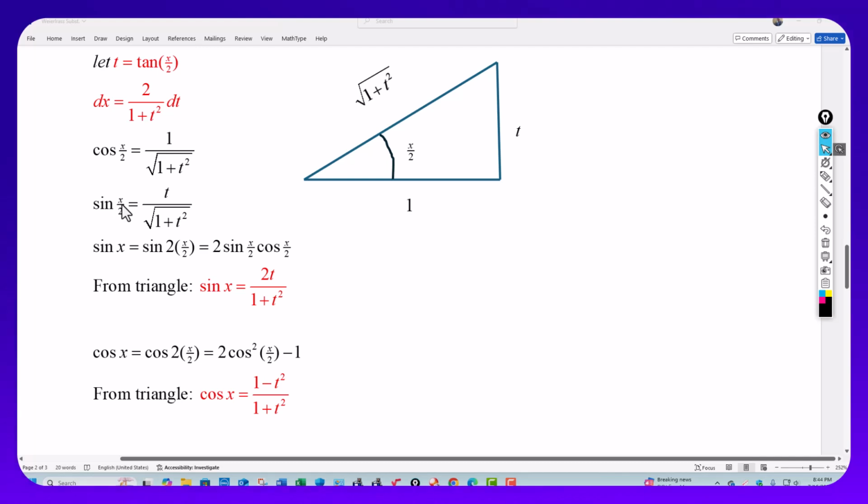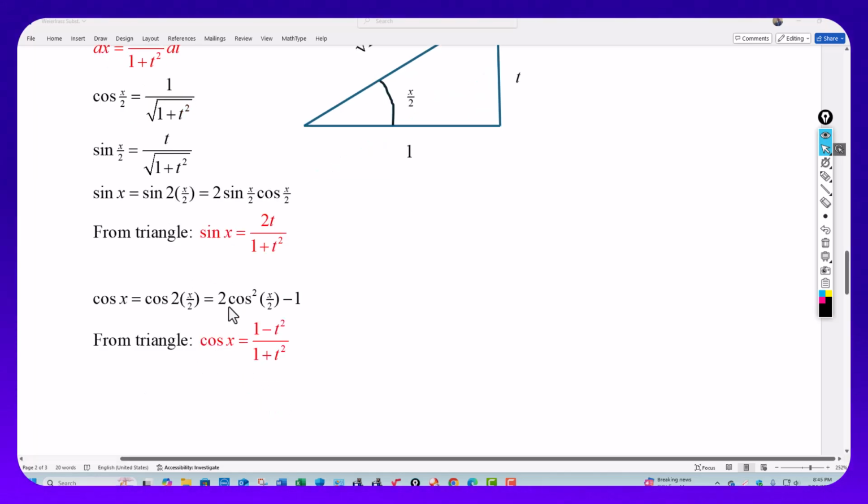Through this right triangle, this is what we got last video. First we found the sine of x over 2, and then we got the sine of x, because that's what the problem has. It doesn't have sine of x over 2, it has sine of x. Same thing for the cosine. First we got cosine of x over 2 over here, and then using some basic identities, we got cosine of x is 1 minus t squared over 1 plus t squared.